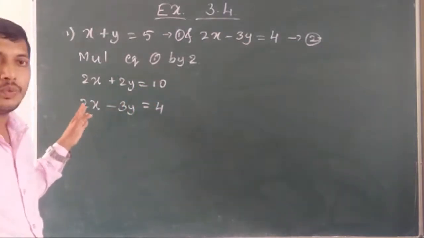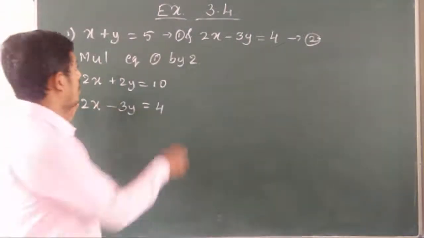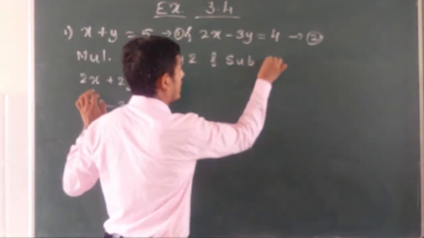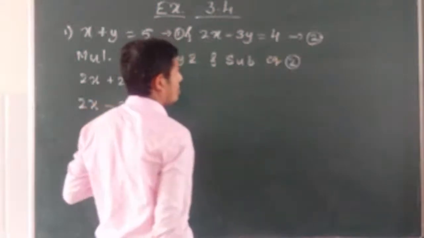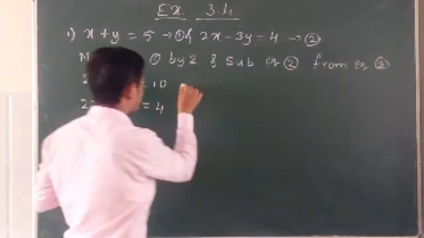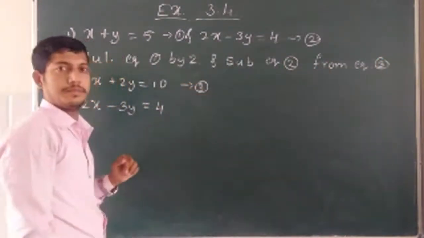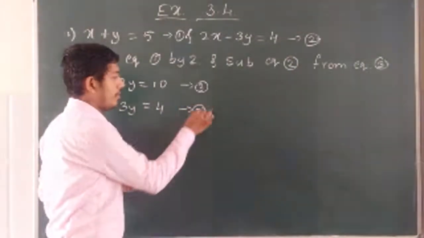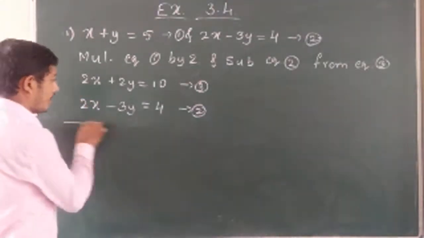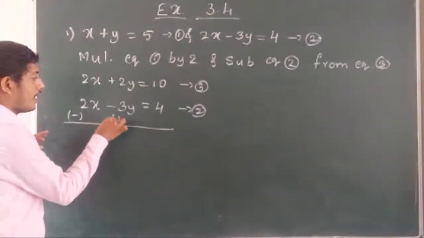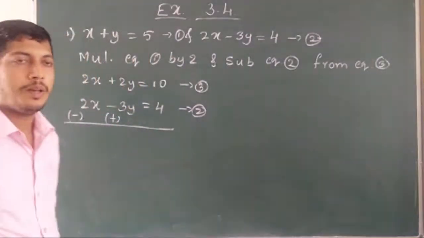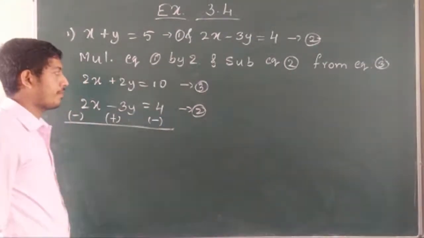Now to eliminate x, what do we have to do? We have to subtract here. So we multiply equation 1 by 2 and subtract equation 2 from equation 3. I will consider this as equation number 3, and this is equation number 2 only. So this is after multiplication. Now I have to subtract, so we have to change the signs. Whenever plus is present, we change it to minus, and when minus is present, we change it to plus.